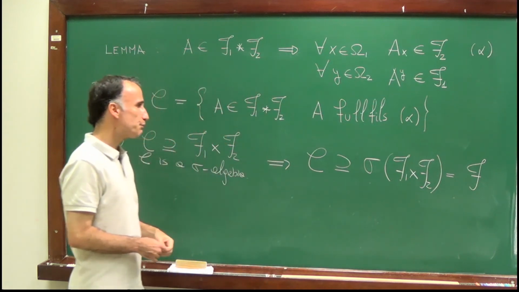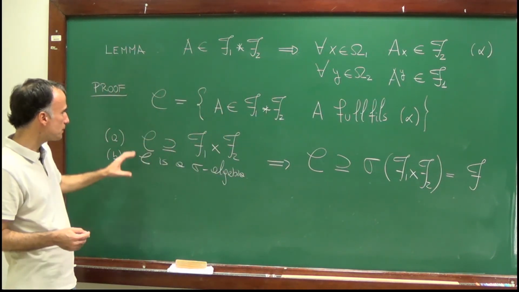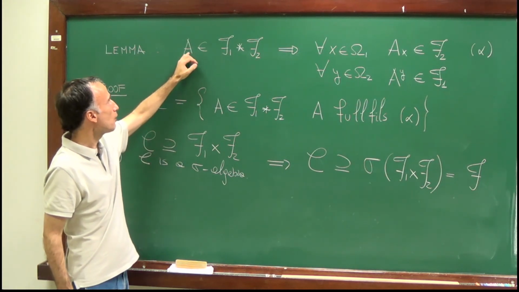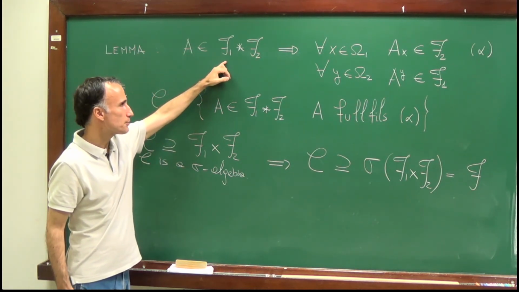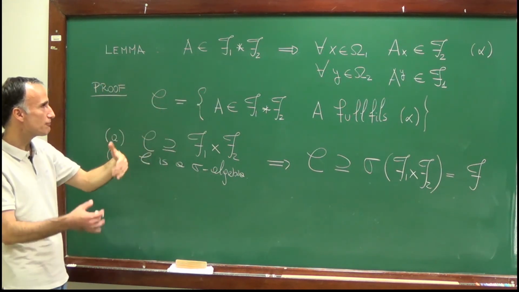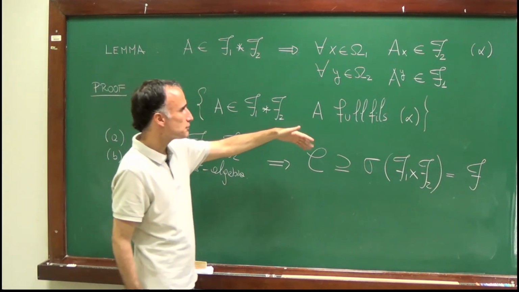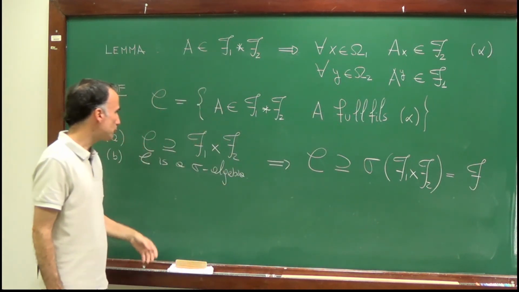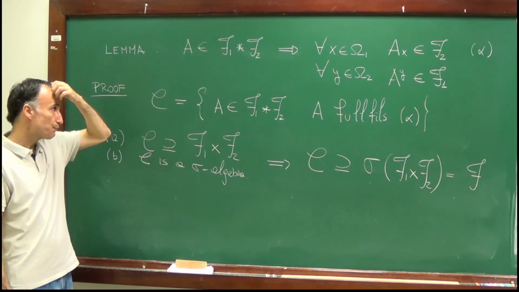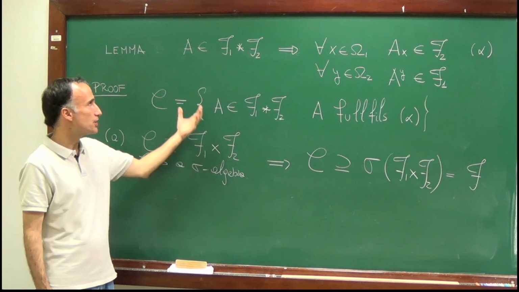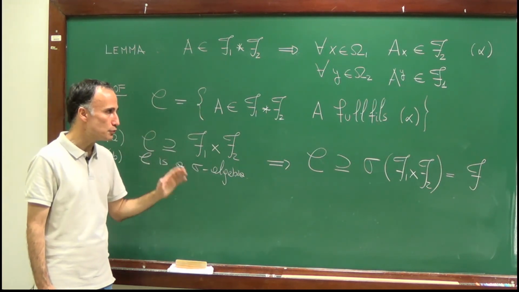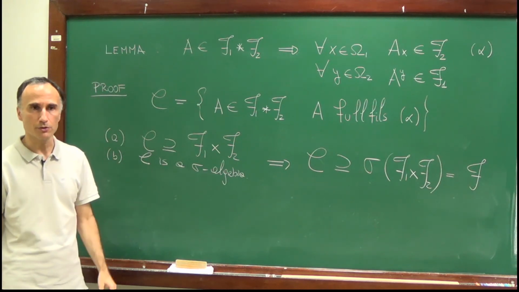So you see, here we are again using this strategy in order to prove that a certain property holds for any set of a sigma algebra. Right? We are defining C as the family of sets which satisfies this property, and we are proving that this set is a sigma algebra and that it contains a class of sets which generates the sigma algebra. And this strategy, this method of proof, it's extremely important and will be used many, many times.